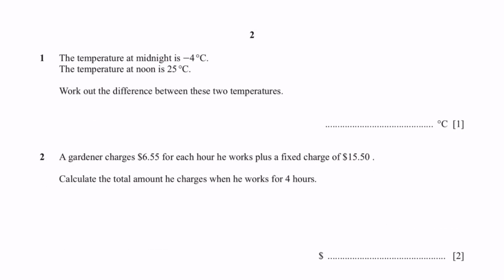Question 1. The temperature at midnight is -4 degrees Celsius. The temperature at noon is 25 degrees Celsius. Work out the difference between these two temperatures. Work out difference means you have to take away the values that you have been given. So it will be 25 degrees Celsius minus -4, which will give us 29.